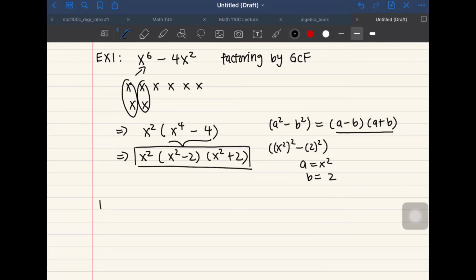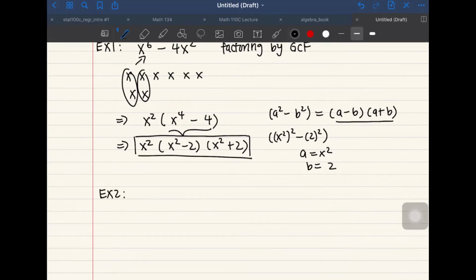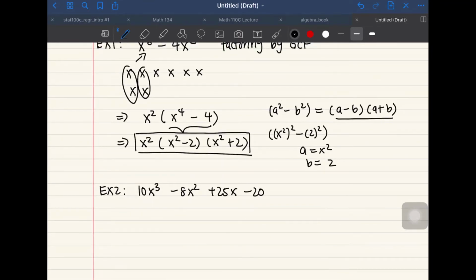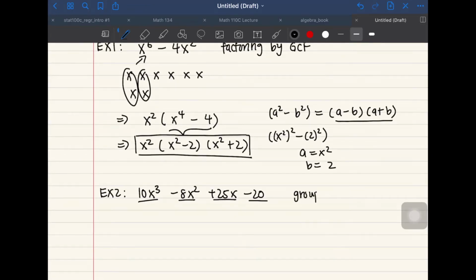The next example I have is 10x cubed minus 8x squared plus 25x minus 20. Notice that we have 4 terms here: 1, 2, 3, and 4. Usually when we have more than 3 terms in an expression, we're going to have to use grouping. What does that mean? You have to group out a common expression that you found and combine them into a simplified one.